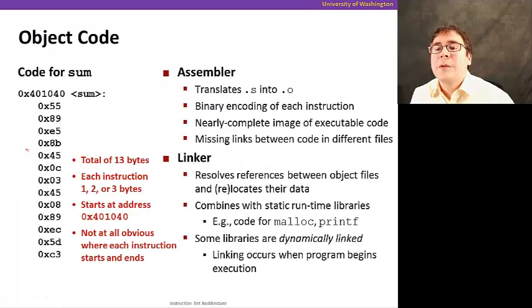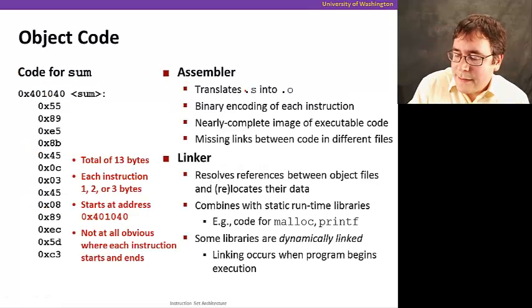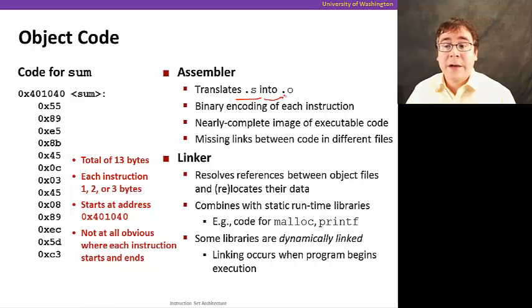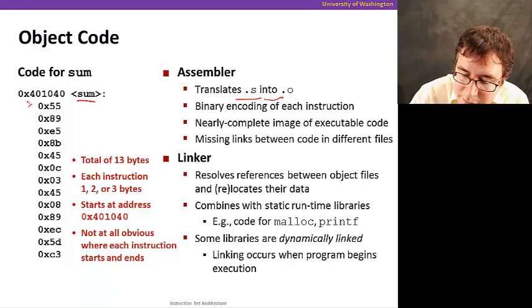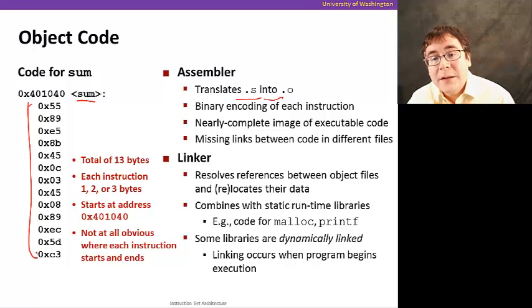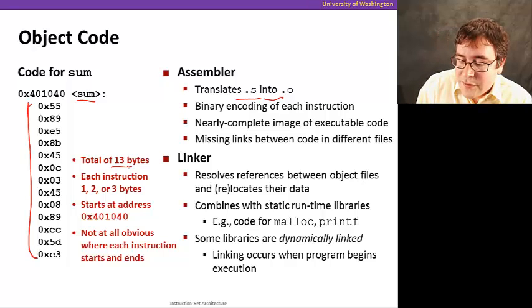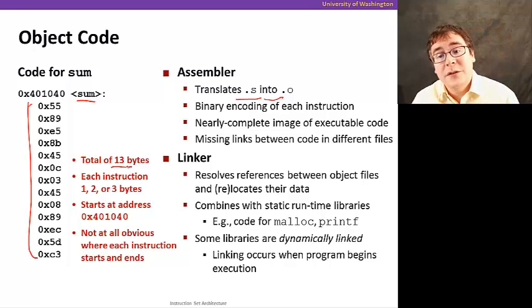So we talked about object code before. Remember that the assembler translates assembly code into object code, binary code. Here's an example. Remember the sum function that we just saw that adds 2 numbers? These are the bytes that compose the machine code for the sum function. This happens to be a total of 13 bytes, and there's a bunch of instructions encoded there.